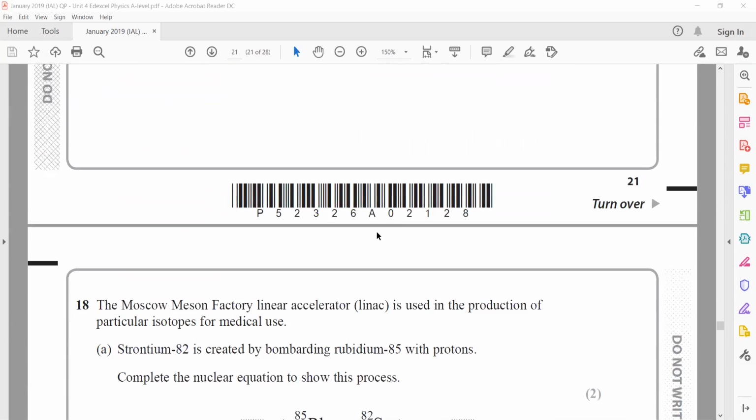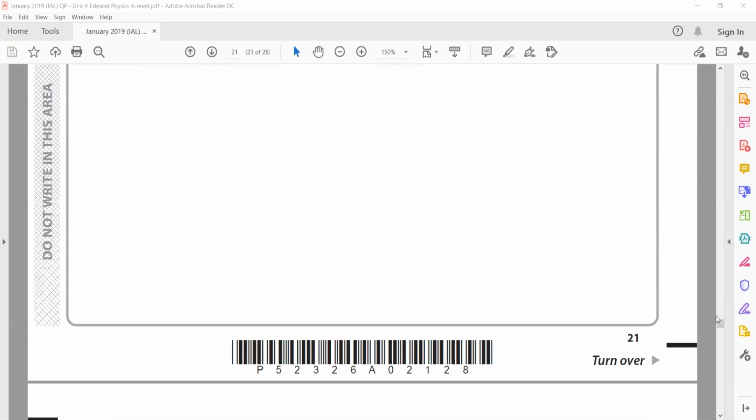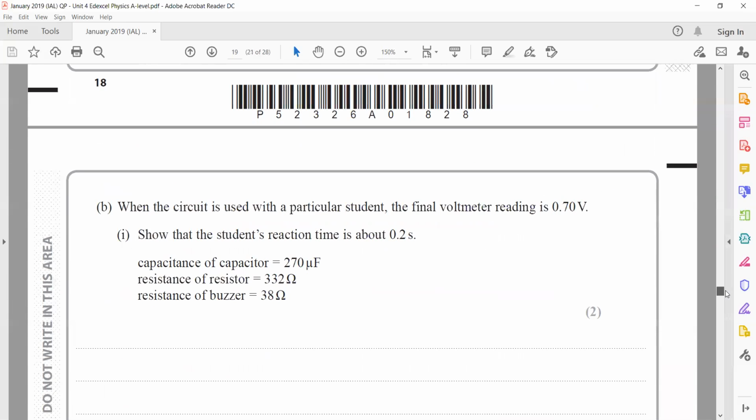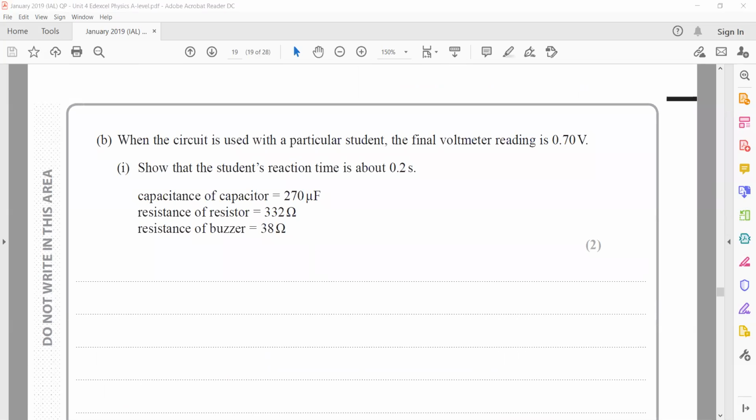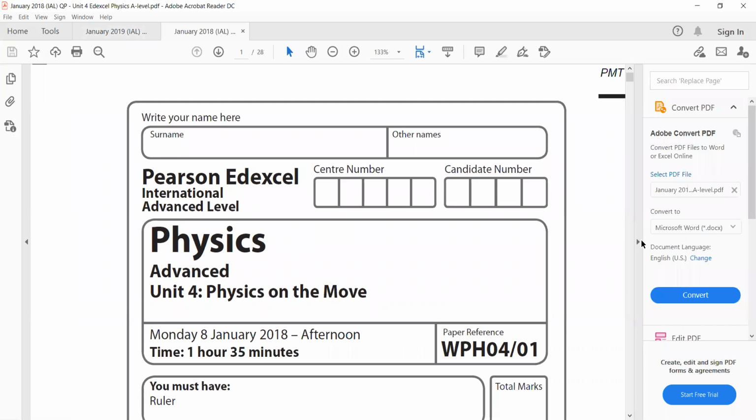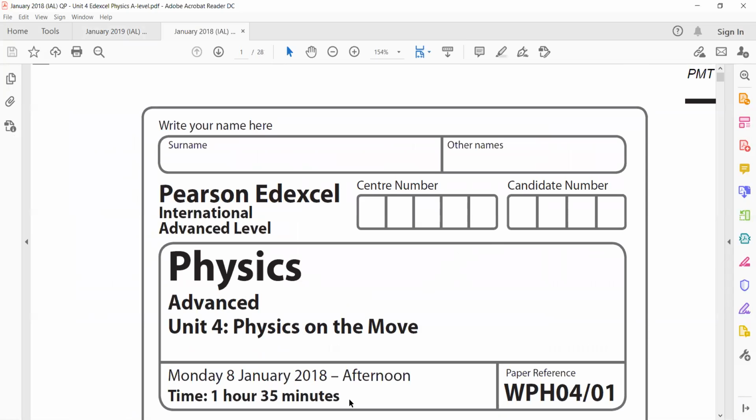So this was the question. Next is related to the particles. Another paper I'll share with you. This is January 2018.